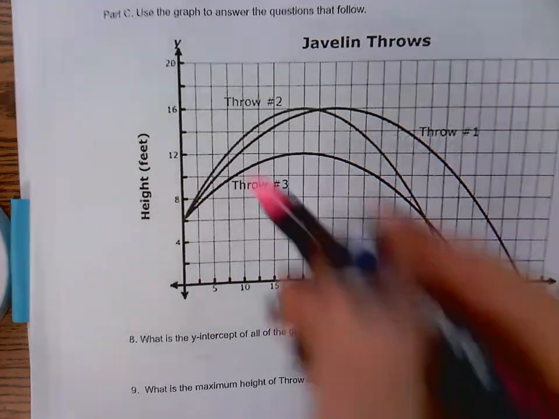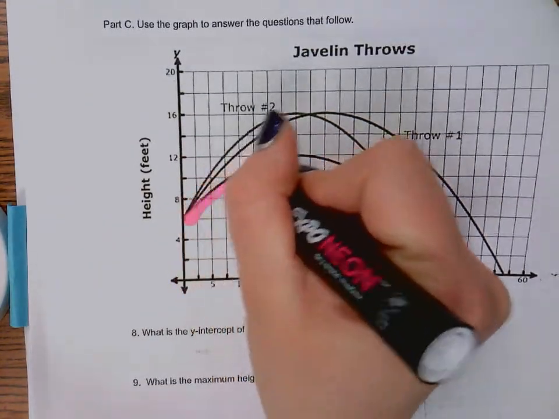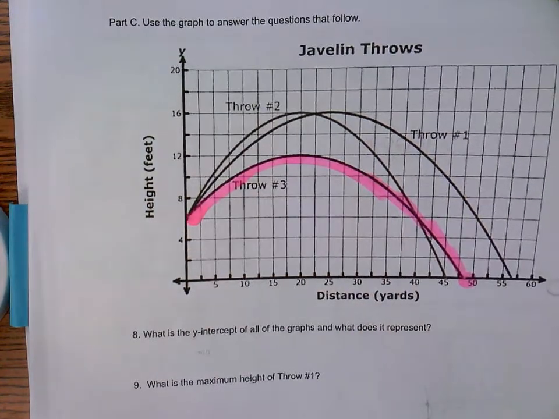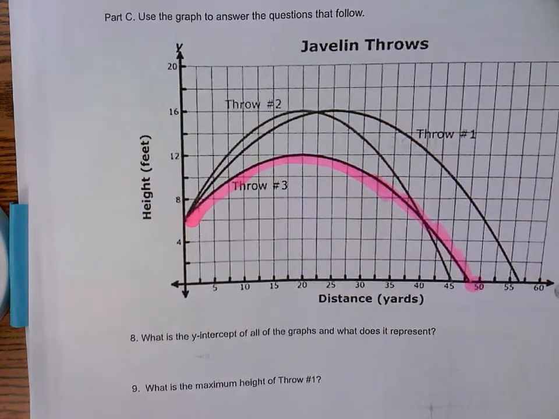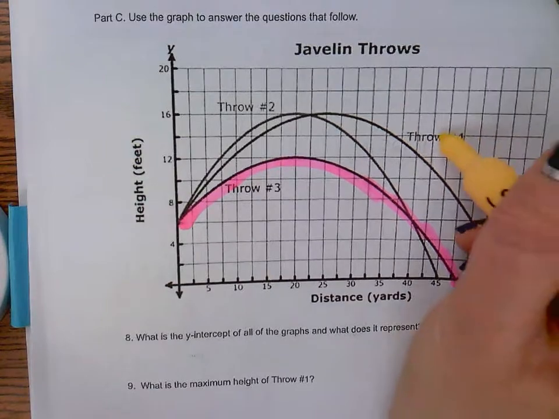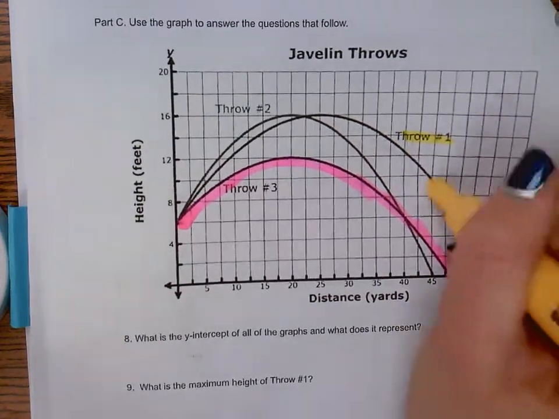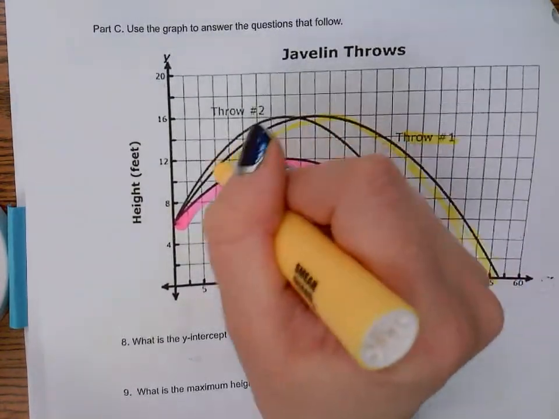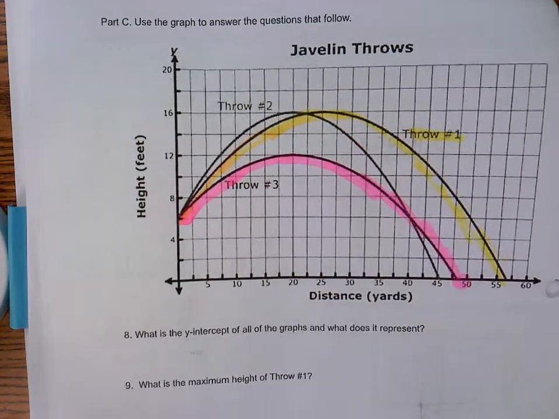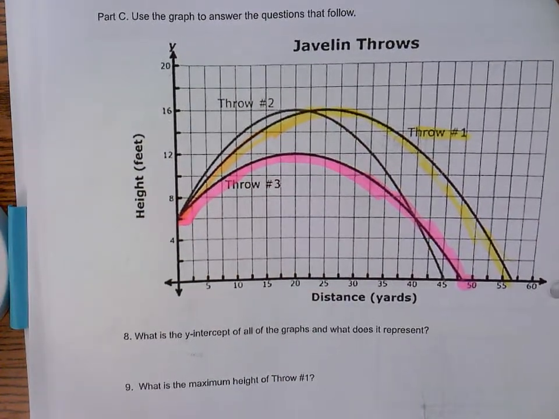So like throw 3 on the bottom here lands here. It's easy to see them up top, because they're asking you questions about which graph is which. So then throw 1 is this one, and it goes to here. And then throw 2, I kind of left blank up there. So see if you can answer those questions.